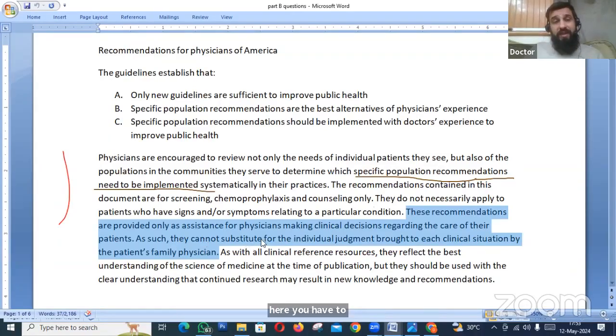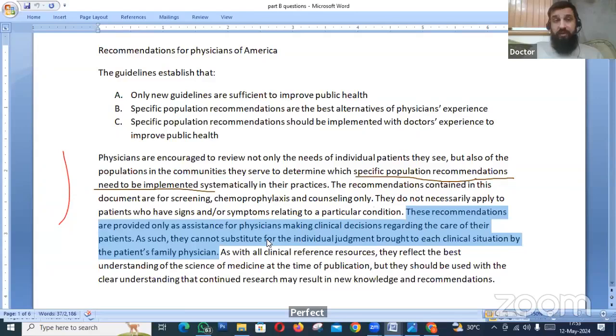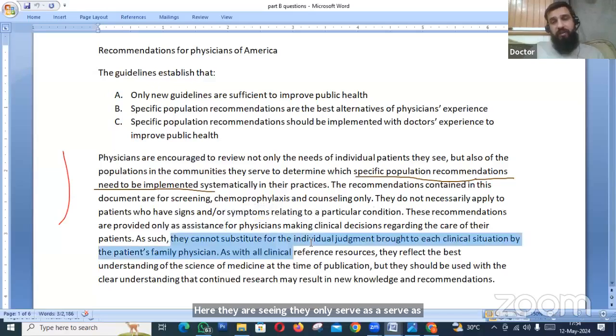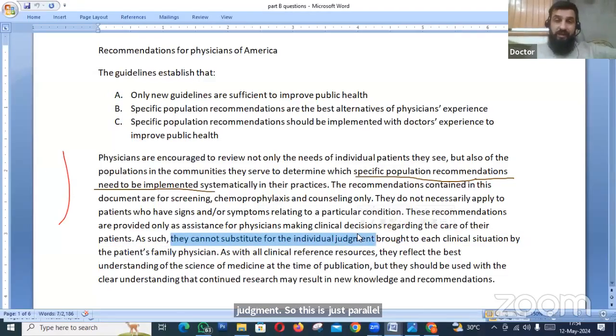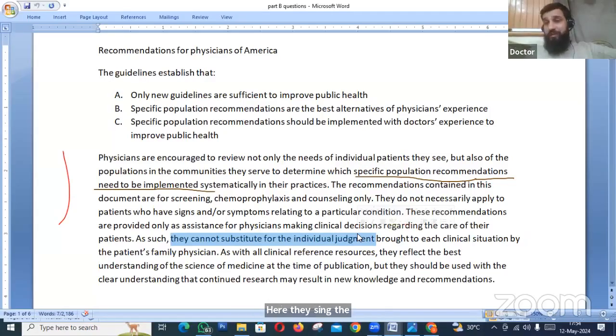So as such, they cannot substitute. They is referring back to specific recommendations. Okay, so specific recommendations are not the best alternative for physician experience. Here they are saying they only serve as assistance, and they do not substitute for individual judgment. So this is just paraphrasing of the same thing. Here they're saying they are not the substitute. So when I'm saying they are not substitute for something, which one is better, the clinical experience or these guidelines?